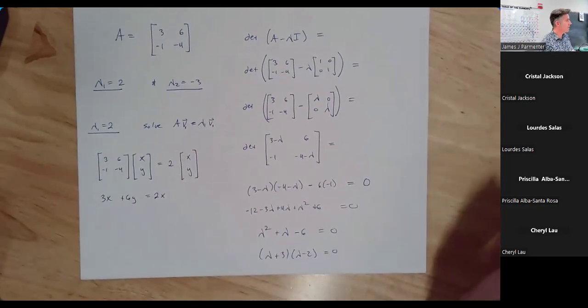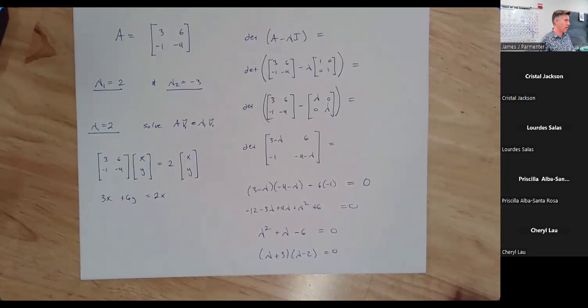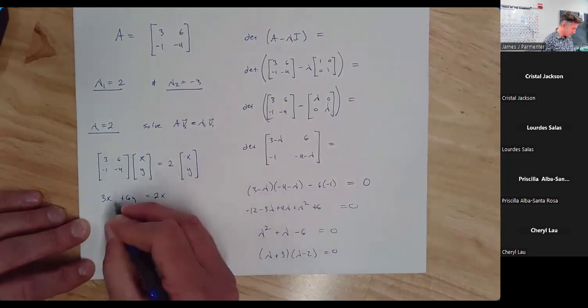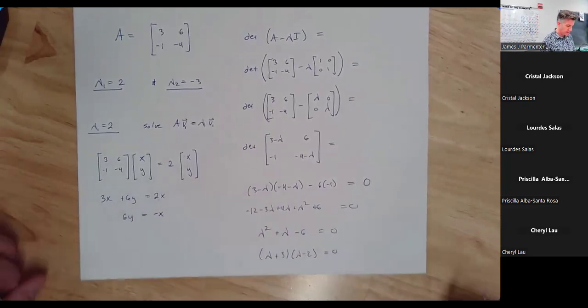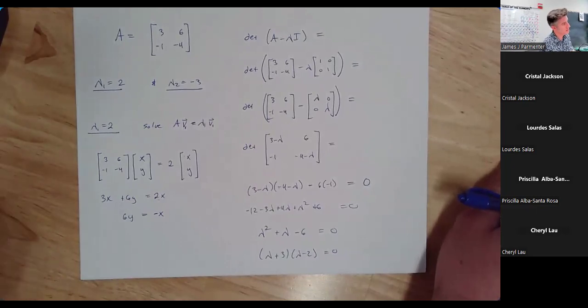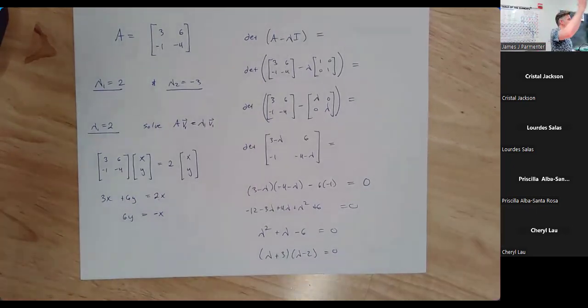Cool. I usually like to get all the y's on one side and all the x's on the other side. So I'm going to rewrite this as 6y equal to 2x minus 3x, which is -x. And honestly, I would stop there. Now you get to make a choice. Pick any non-zero number you want for either x or y. I'm going to pick y equal to 1.